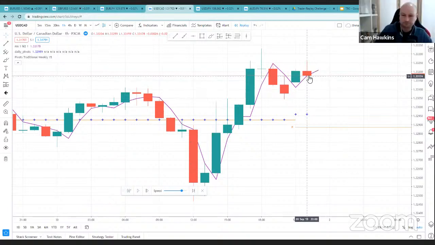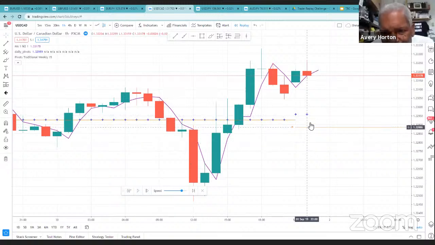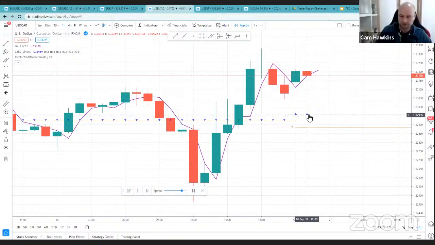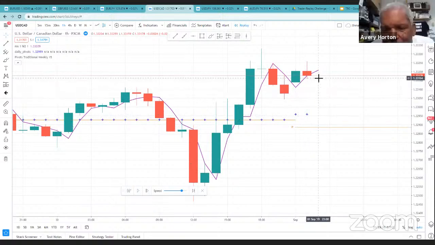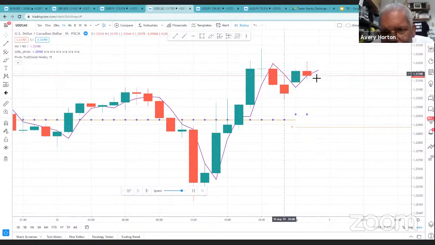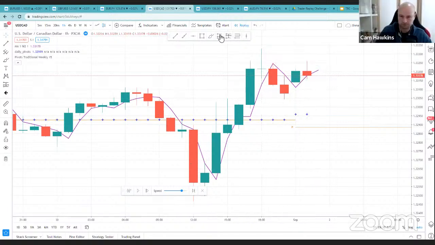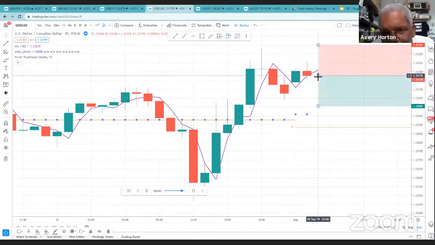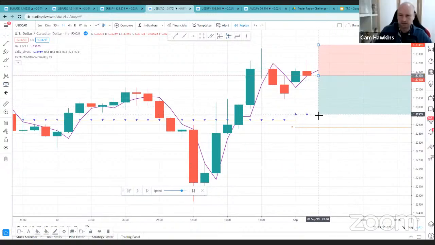Another short. This time we'll target the pivot point. This is the weekly and this is the daily, right? No, other way around. This is the daily. Let's target the daily pivot point. So let's just go short and see if it hits the pivot.